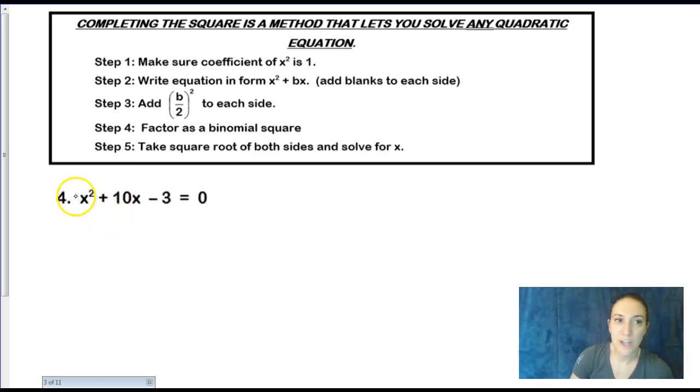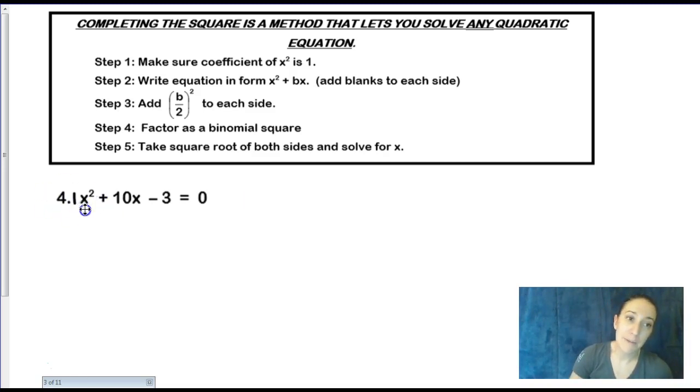So the first thing you have to check is that your a value is a 1, which it is. If it's not a 1, you'd have to divide everything by whatever that a value is. But for the future, if I have to do that, and it turns out to be funky fractions everywhere, then maybe that's not the best method for solving this quadratic. Every quadratic can be solved with completing the square, but fractions make your factoring kind of messy, so just remember that.